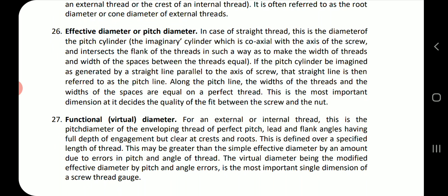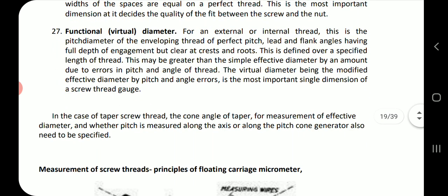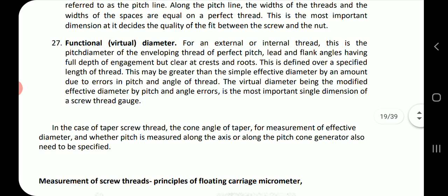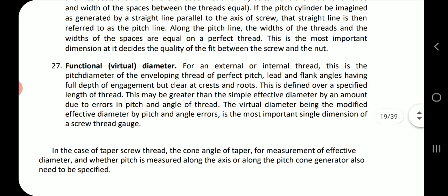This may be greater than the simple effective diameter by an amount due to errors in pitch and angle of thread. The virtual diameter, being the effective diameter modified by pitch and angle errors, is the most important single dimension of a screw thread gauge. In case of taper screw thread, the cone angle of taper for measurement of effective diameter and whether pitch is measured along the axis or along the pitch cone generator also need to be specified.